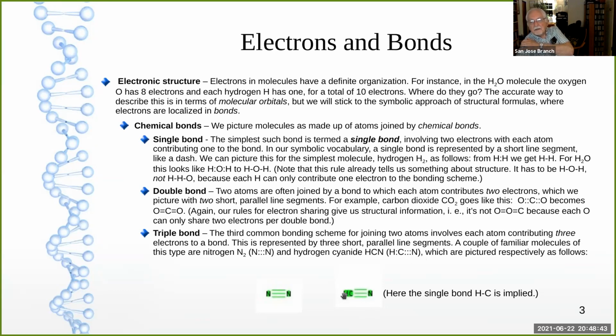And here it's common to save complexity. It's simpler just to write an H next to the C and not write in the dash. That's a fairly common thing that people do. So the single bond is implied here. So that's electrons and bonds and the symbolic language that's being built up here.